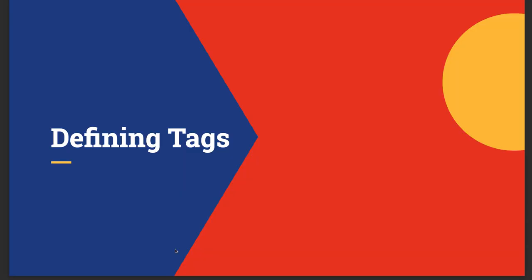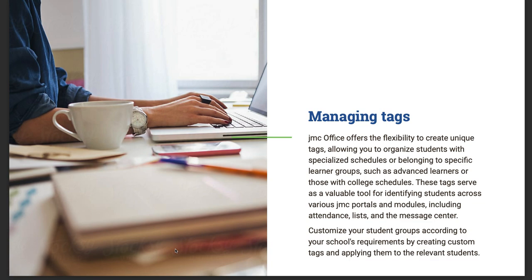We'll start with defining tags. JMC Office offers the flexibility to create unique tags, allowing you to organize students with specialized schedules or belonging to specific learner groups, such as advanced learners or those with college schedules. These tags serve as a valuable tool for identifying students across various JMC portals and modules, including attendance, lists, and the message center.